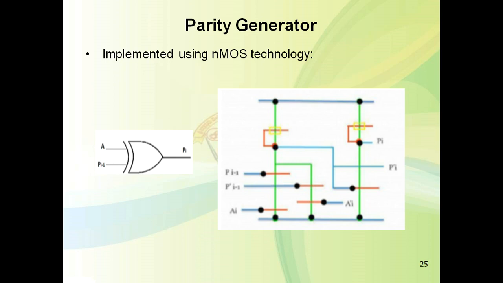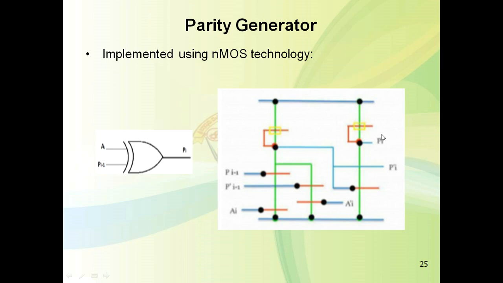Okay, so this is the stick diagram for the parity generator. You can now see here, this is Pi and this is Pi bar. These are the outputs of parity, and this is Ai and this is Ai dash, that is Ai bar. Then the previous parity P(i-1) and P(i-1) dash, that is P(i-1) bar, you can see.